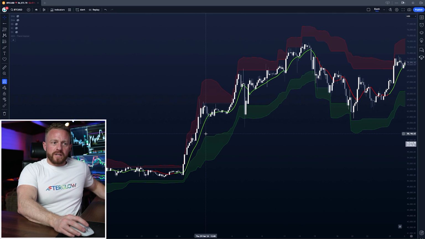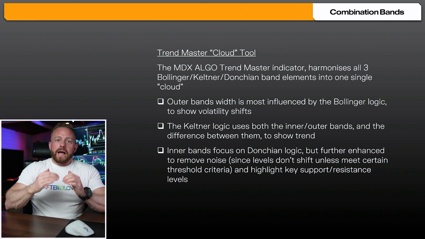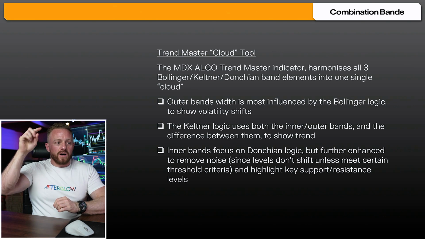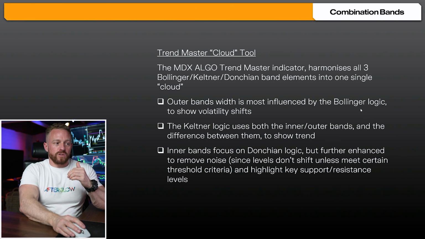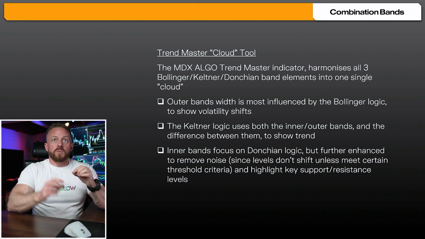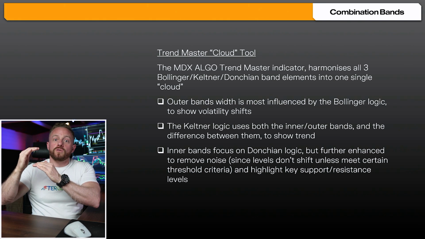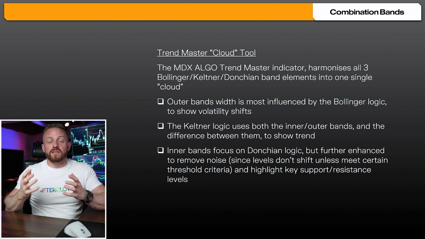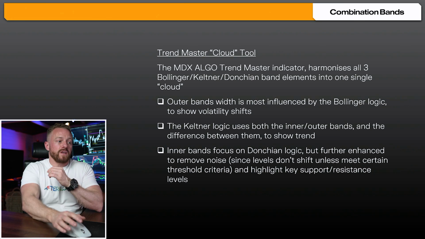Now, to explain what this is doing, the outer bands of the cloud, or the outer line, is most influenced by the Bollinger logic to show you when the volatility is shifting, because the outer line of the cloud shows whether the cloud is widening or tightening, indicating the volatility shifting up and down.